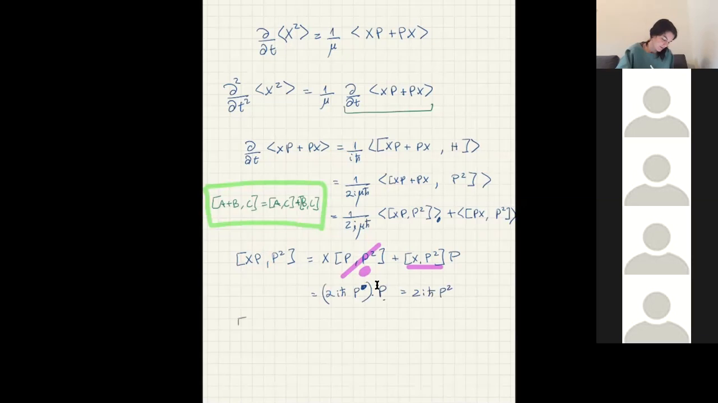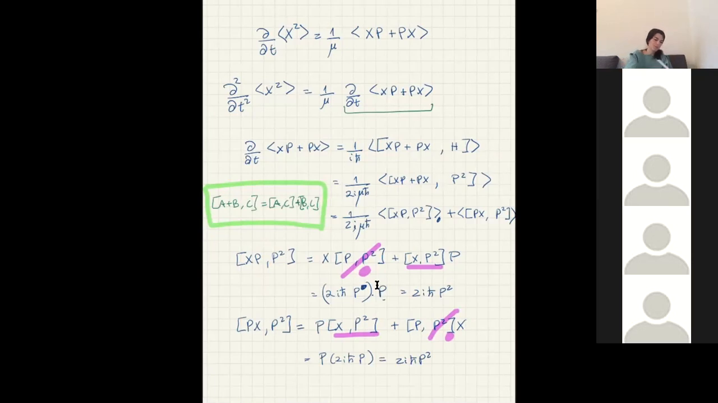Good. We do the other one, and it's exactly the same. P x P squared. So we take here P x P squared plus P squared x. This is 0. This one we know what it is. So we get again P times 2IH bar P. Okay, which is again the same, 2IH bar P squared.